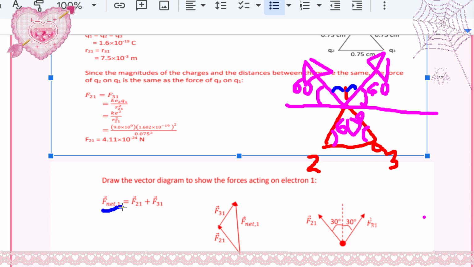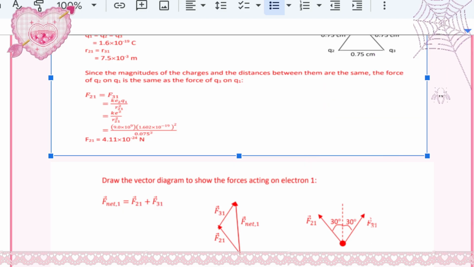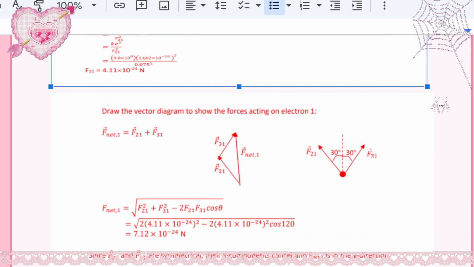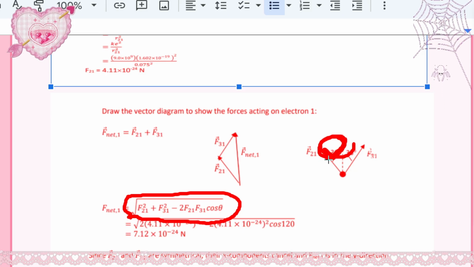Now, F net1 equals F21 plus F31, right? And we are going to use the law of cosines to avoid those pesky components. And what we can see here is that F net squared equals F21 squared plus F31 squared minus 2 F21 F31 cos theta. And theta is obviously not 30. No, no, no, no. If you think it's 30, be very, very careful.